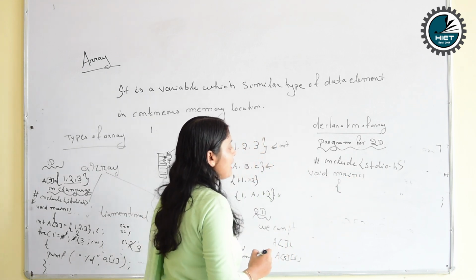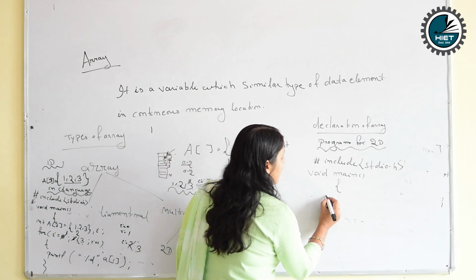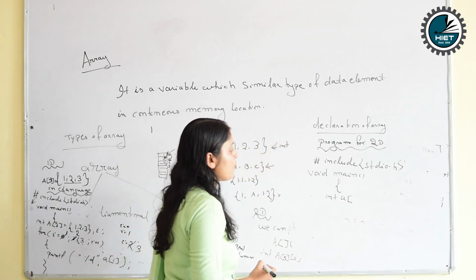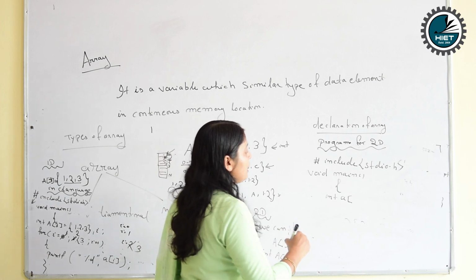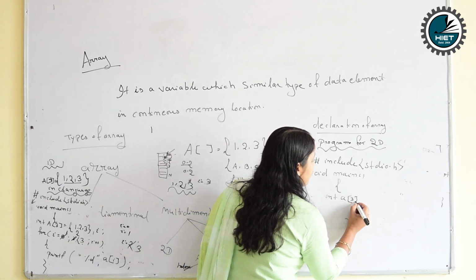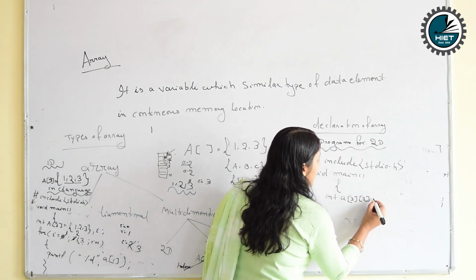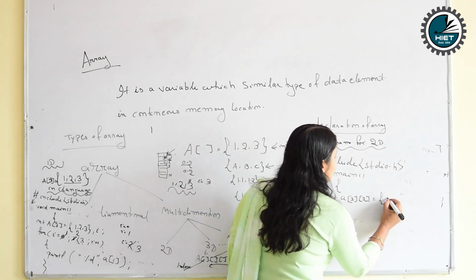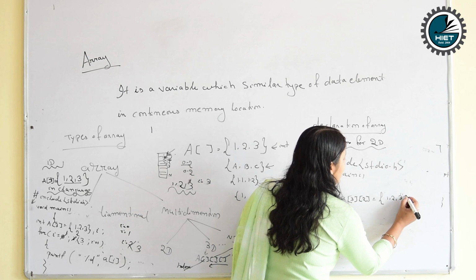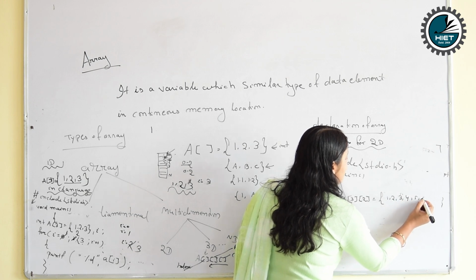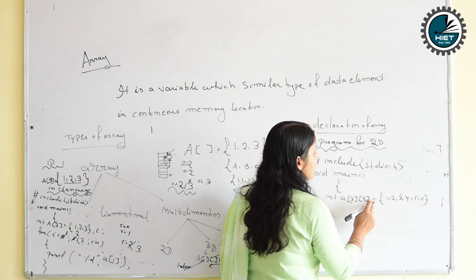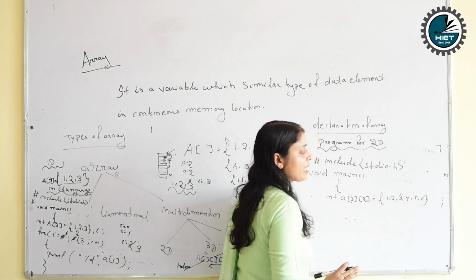We have to initialize the variable, that is int array of, as two-dimensional. We have to take the row and column. Suppose this is my 3 and 2 and I will directly give the values, that is 1, 2, 3, 4, 5, 6, because my row and column multiplication 3 times 2 makes 6.